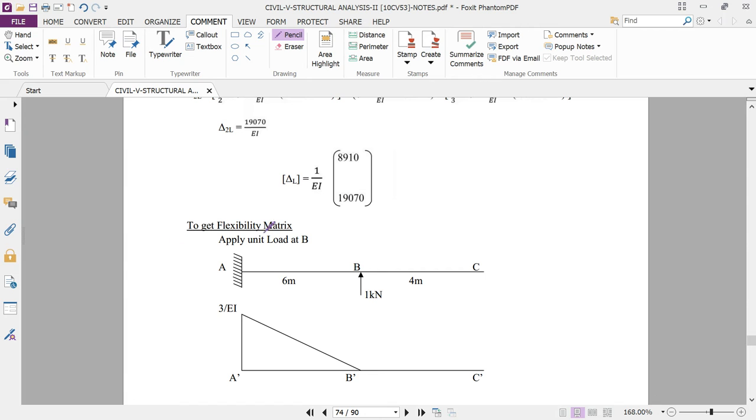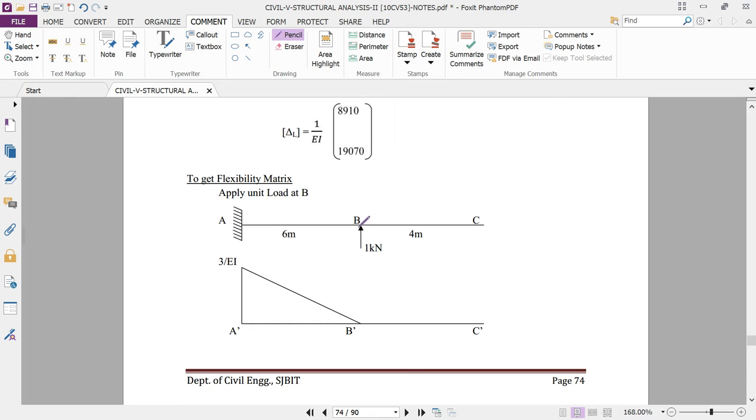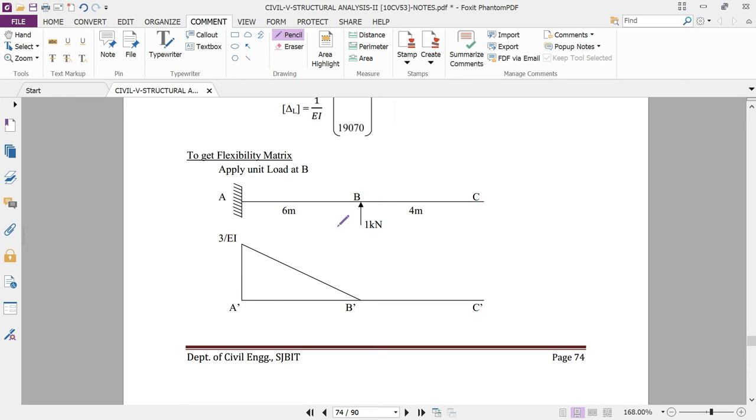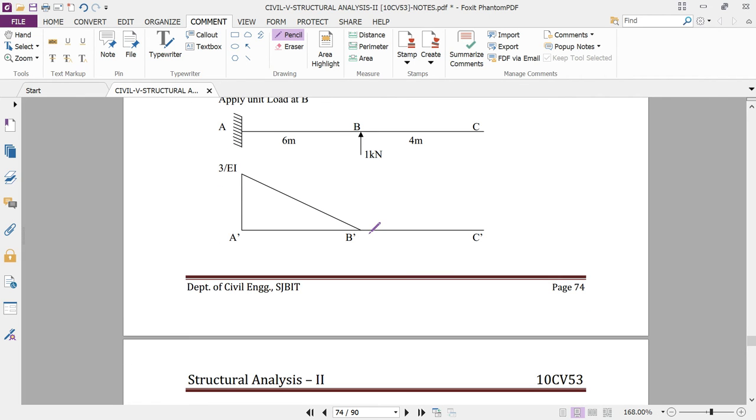Now to get the flexibility matrix, what we have to do is apply the unit load at B. We know that whenever sinking of support is there, we have to apply the redundant as a unit load in the direction of that particular sinking. Here, if you apply this, the value will be equal to 3 by EI, with A dash, B dash and C dash there.